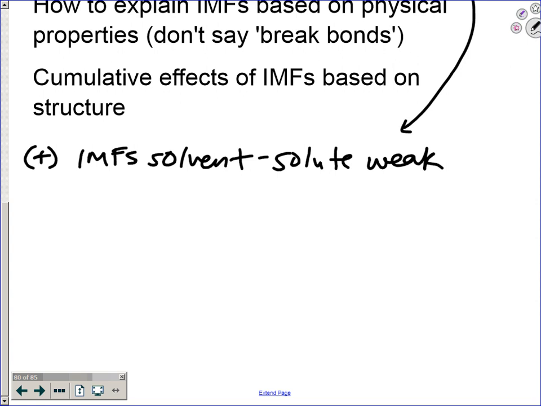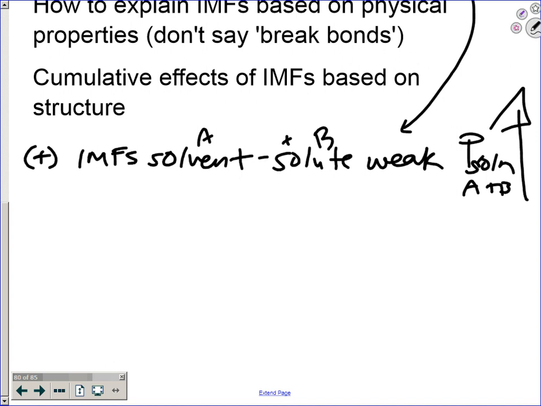And if the IMFs are weak, what does that do to the vapor pressure? Say again? It just increases, right? So P solution of A plus B, we'll just call those A and B, is higher than we would anticipate. What kind of compounds would do that? Give me just one example. Compound A, compound B. What things would not interact?